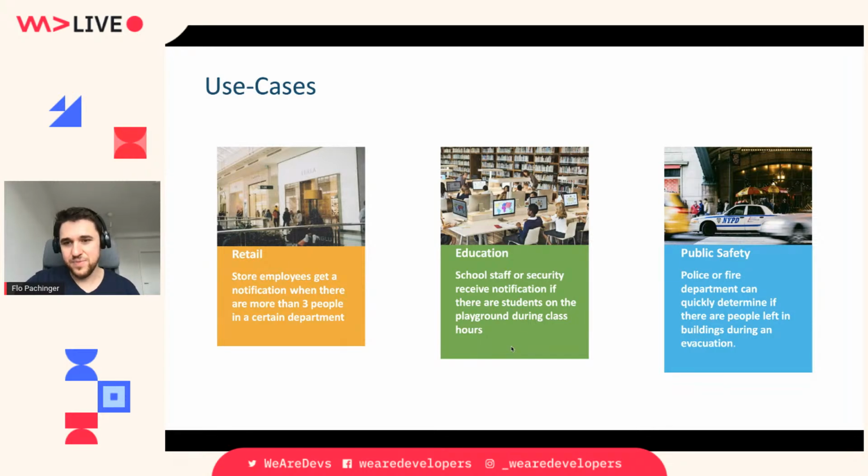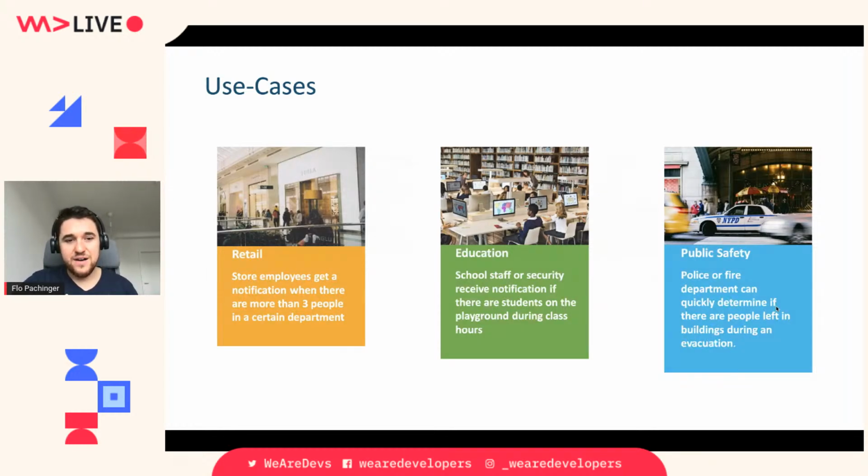Also, when it comes to public safety, the police or the fire department can quickly determine if there is anybody in the building. Or we had a use case where somebody is blocking the emergency door. If there is a blockage, it can of course risk lives. So the emergency doors need to be clear.